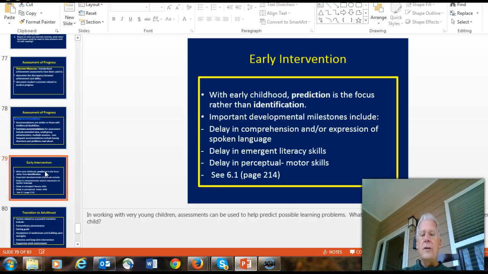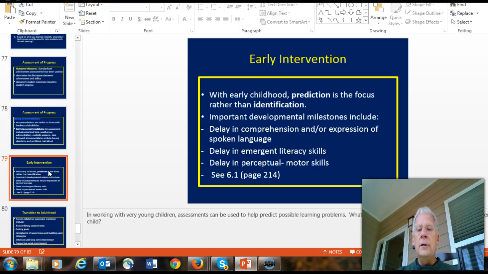It just makes sense that the earlier that we can identify students with disability, the better. And for students that are very, very young, it's so difficult to determine whether or not they have a disability. So it's very difficult, especially students that are age 5 and below. It's difficult to identify a specific disability, but we can use prediction. There are things that we can use to anticipate whether students might have a disability. So this idea, that first bullet, that prediction is the focus, is an important point.